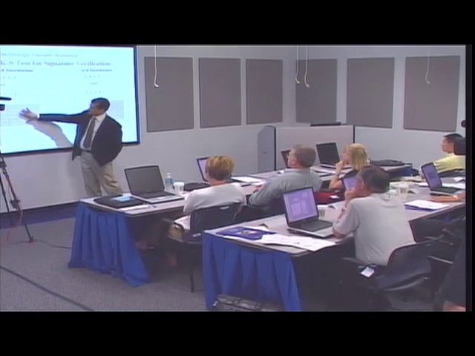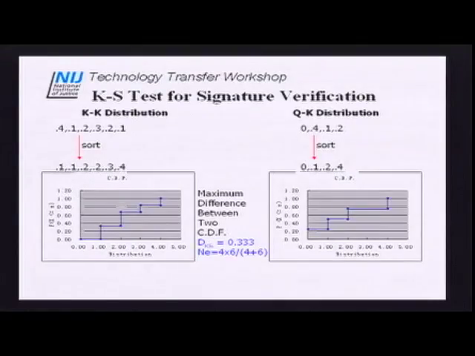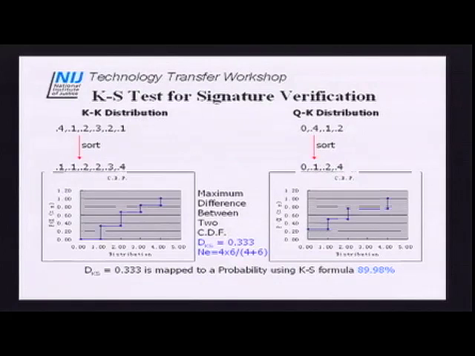So this particular CDF looks like this for this distribution. For this distribution, it looks like this. And so now the Kolmogorov-Smirnov says if you have these CDFs, I compute the maximum difference between the two CDFs and use a particular formula to convert it into a probability. So the maximum difference between these two CDFs is 0.333 by looking at the two graphs there, and that will transform it into 89.98. In this particular case, it's 89.98. CDF is cumulative distribution function.